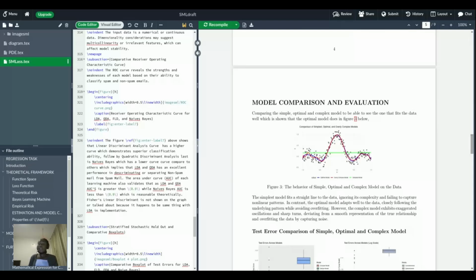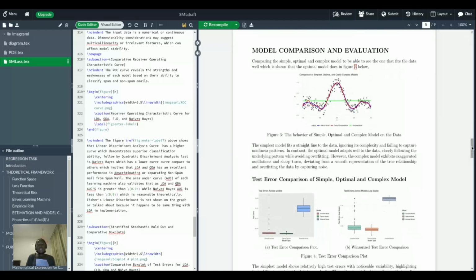Model comparison and evaluation. Simple, optimal and complex models were compared to see how well they fit my data. The simple model, that is of order 1, fits a straight line to my data but does not capture the non-linear pattern of my data. The optimal model of order 10 was able to capture the non-linear pattern of my data, avoiding overfitting and underfitting. But the complex model actually fits my data, but there was a deviation from the smooth representation of the true relationship.